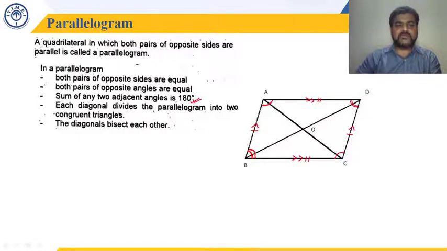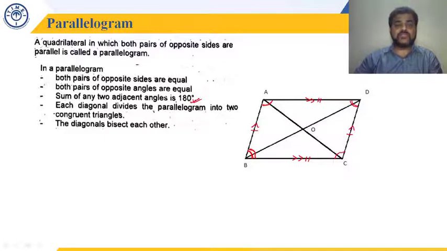Each diagonal divides the parallelogram into two congruent triangles. Okay. So if you look at diagonal BD, then this diagonal divides the entire parallelogram into two congruent triangles. So when you look at the diagonal BD, then triangle ABD and triangle DCB will be congruent. Similarly, if you look at the diagonal AC, then triangle ACD and triangle ABC will also be congruent.